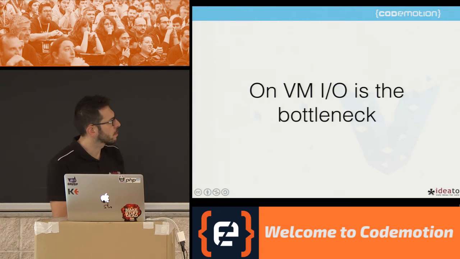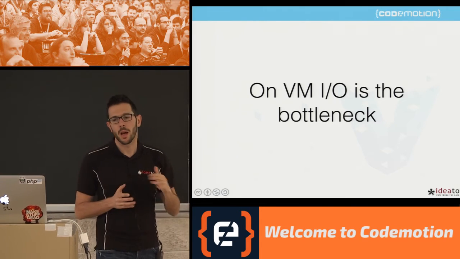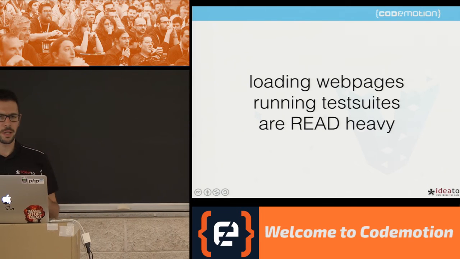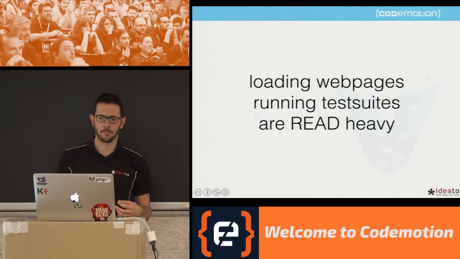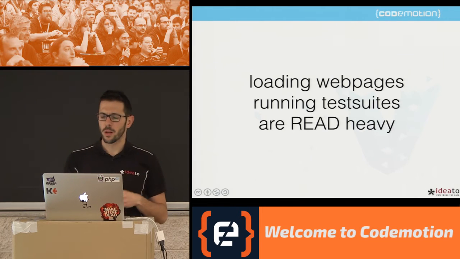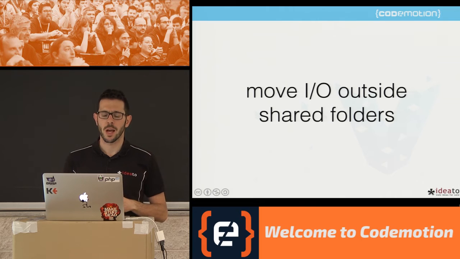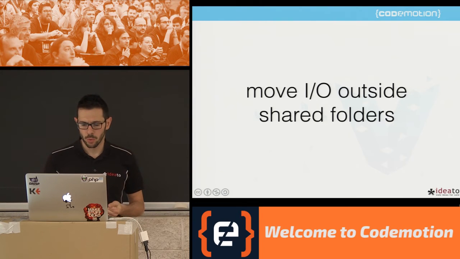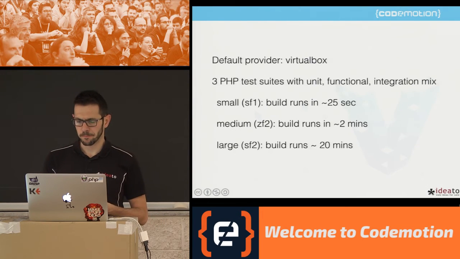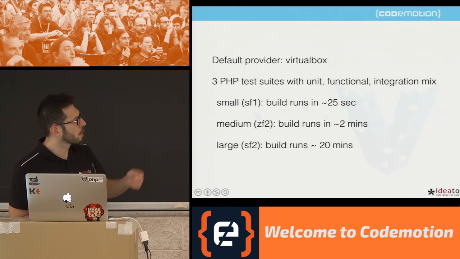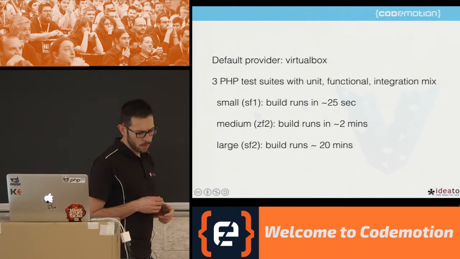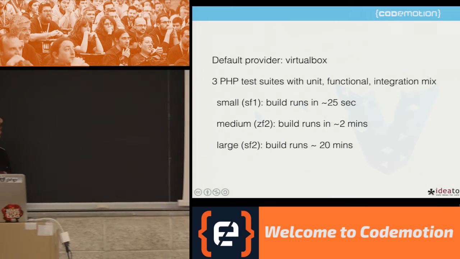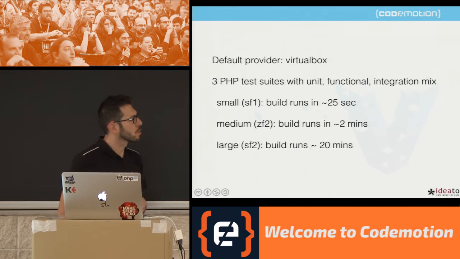Remember that in virtual machines, usually I/O is the bottleneck. In particular, loading web pages and running test suites are read-heavy operations. So you should aim to move the I/O operations out of the shared folders, because they are really, really slow. We tried again to do some experiments using the default provider, VirtualBox. We used 3 PHP test suites, one pretty fast, 25 seconds, one medium, 2 minutes, and one slow.